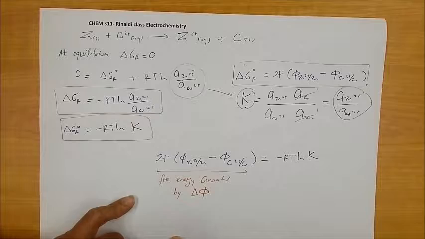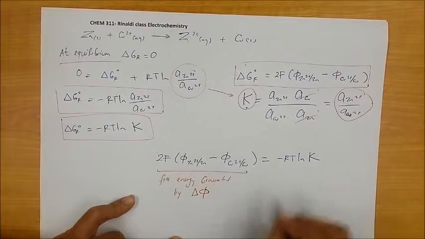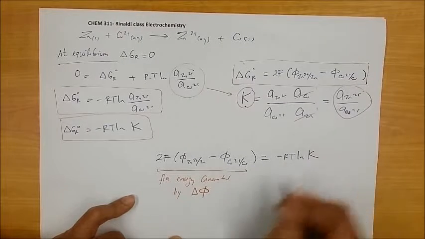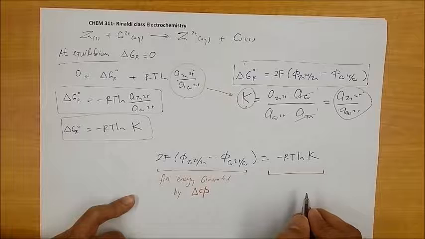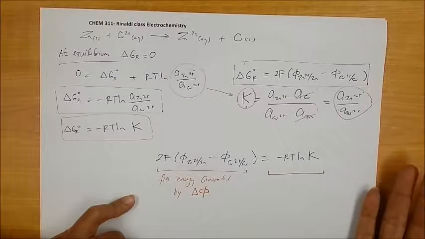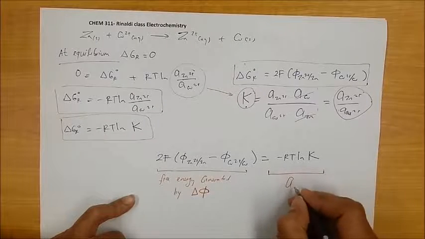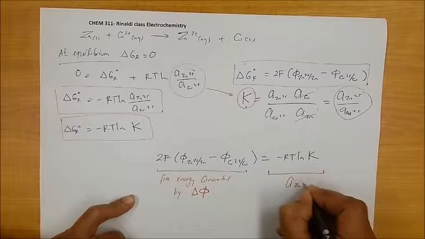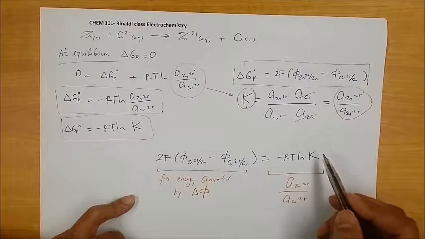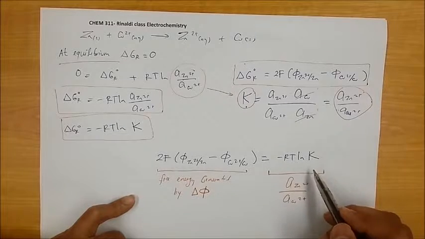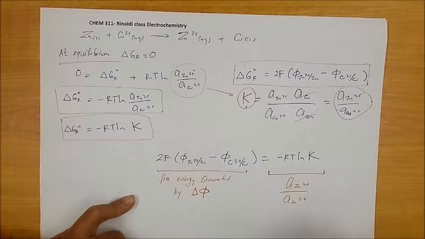Now here it says that at equilibrium, that energy is being compensated by K, meaning that the energy is working in the opposite direction, due to the fact that the activity of zinc 2+ over copper 2+ has reached a certain value, which is the equilibrium constant value, that works against the free energy of the electric potential difference. All right.